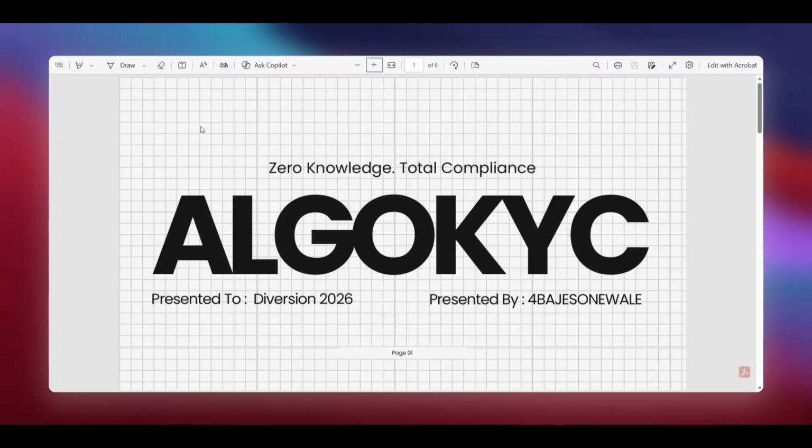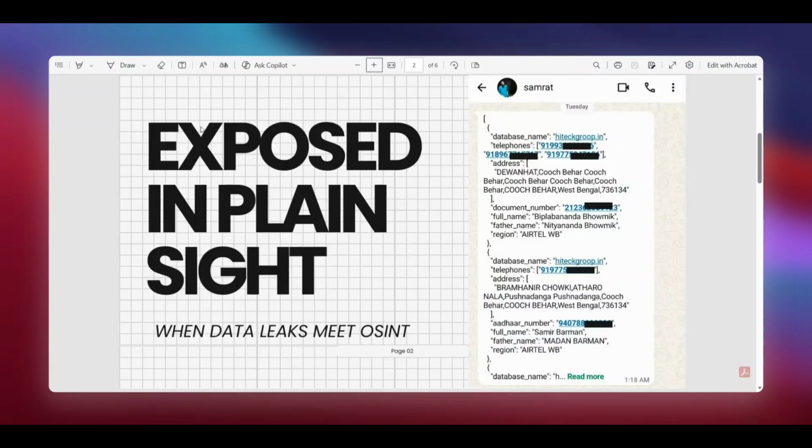India's new Digital Personal Data Protection Act gives every user the right to erasure. This means any app storing your Aadhaar or PAN must delete it when you ask. But today's KYC systems don't work like that. They just store your identity data in their own databases, creating huge legal risk under the DPDP Act.